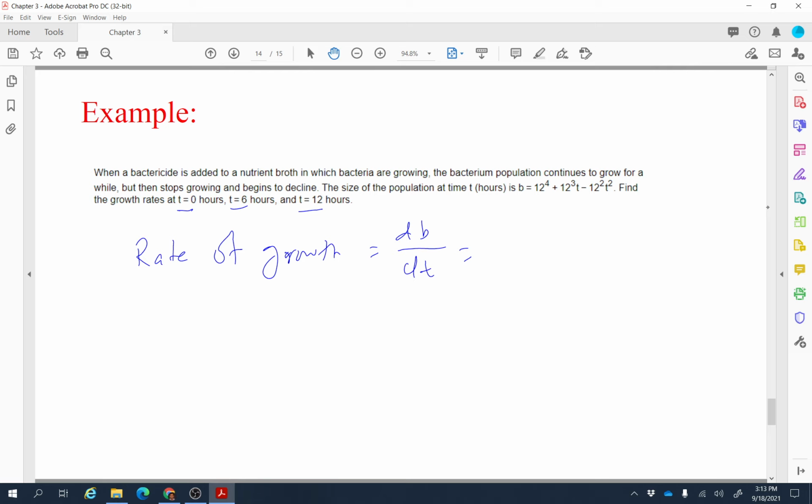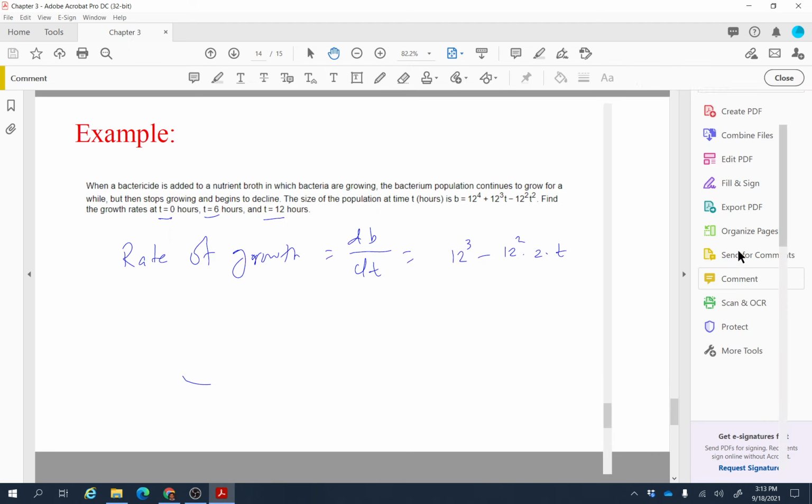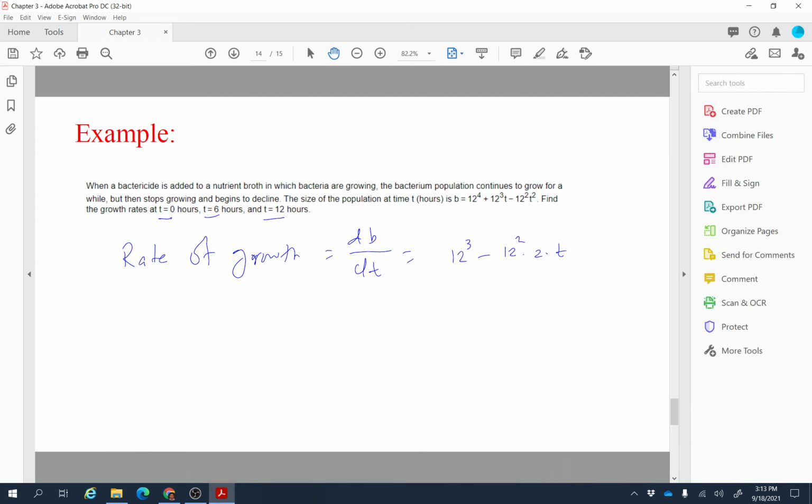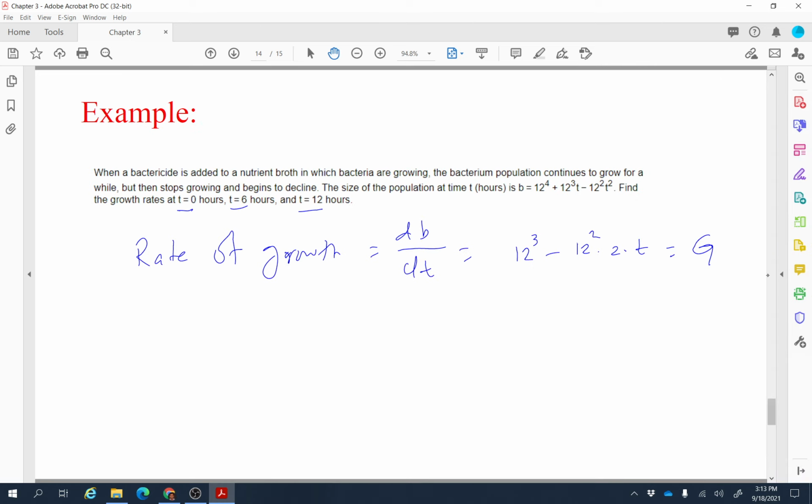So I'm going to use the power rule. As you can see, for the first one, this is just a constant, so the derivative of this constant is 0. For the second one, it's 12 cubed times the derivative of t, which is 1. For the third one, it's t squared, so 12 squared times 2t. So this is the derivative of this function, and this is called the rate of growth. Let's assume that this is a new function of t. We can always name this function, let's say, growth rate, so growth rate g of t.